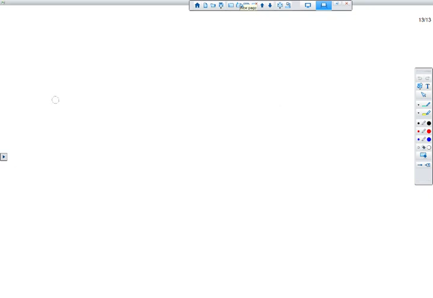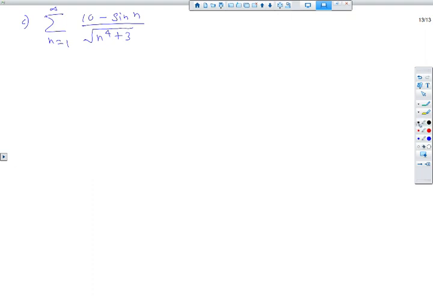So, case C. Sigma n going from 1 to infinity of (10 minus sine n) over the square root of n to the 4th plus 3. Let's put the square root here. Okay, something like that. It looks complicated, but once you know it, you can see that this is actually a very simple problem. We need to notice a few things. First, we know that there's a sine here.